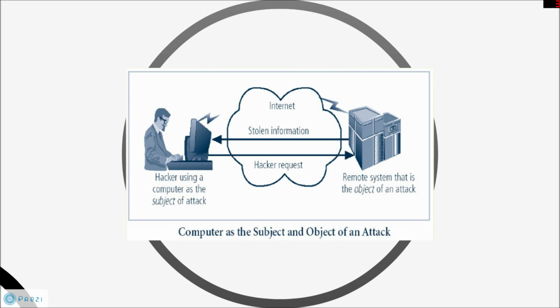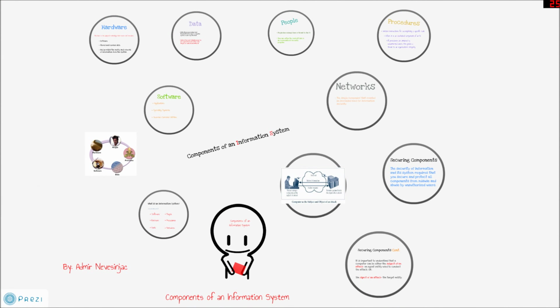A computer can, therefore, be both the subject and object of an attack when, for example, it is the first object of an attack and then compromised and used to attack other systems, at which point it becomes the subject of an attack.